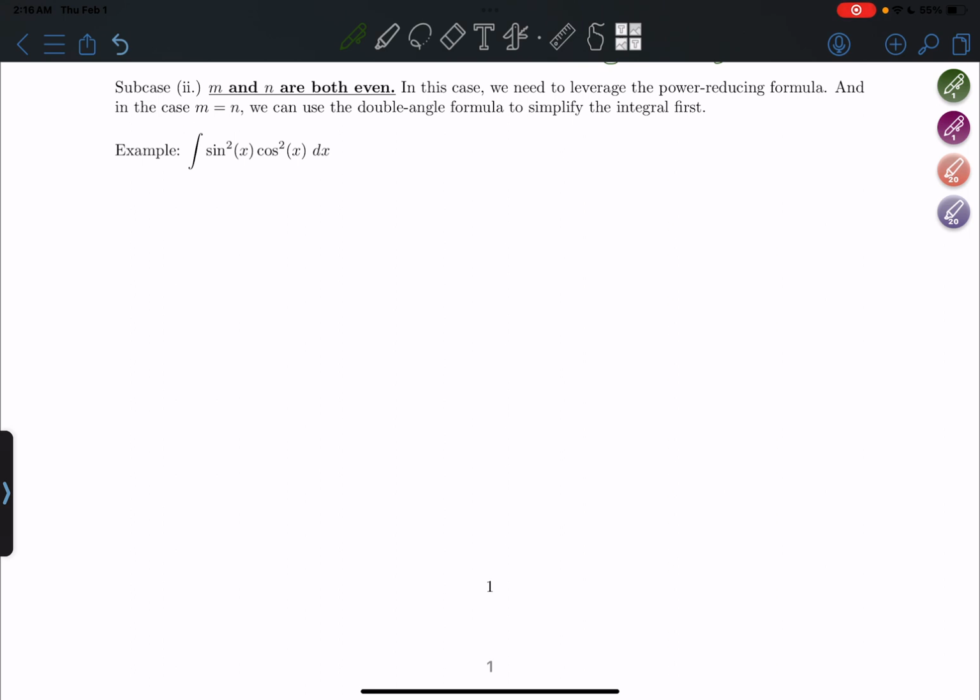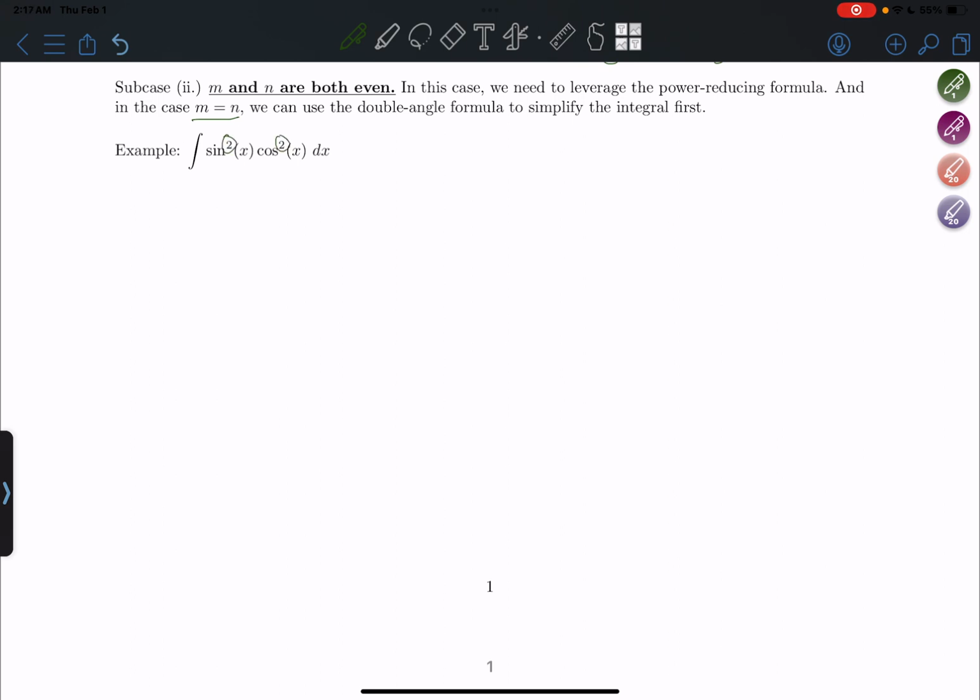This is actually the slightly harder case. This is where you have to leverage the power reducing formula. And by the way, all these formulas are in the identity cheat sheet that I've already posted. So if you need this, take a look. Anyways, there's actually a little bit of a special case here too. On top of that, when m and n are both even, in fact, are both the same, in this case, when m is equal to n, right?